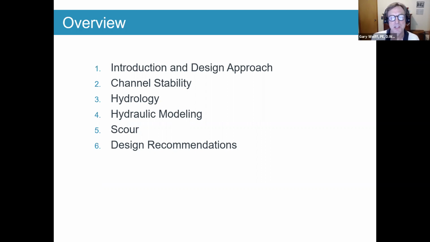In particular, I'm going to talk about the two-dimensional hydraulic modeling that we did for this fairly complicated stream crossing. That's something that's becoming a lot more prevalent in our industry, and I want to give an introduction to that. And then I'll just finish out talking about the scour analysis of the two bridge crossings here, and talk about how all that fits together in our design recommendations.